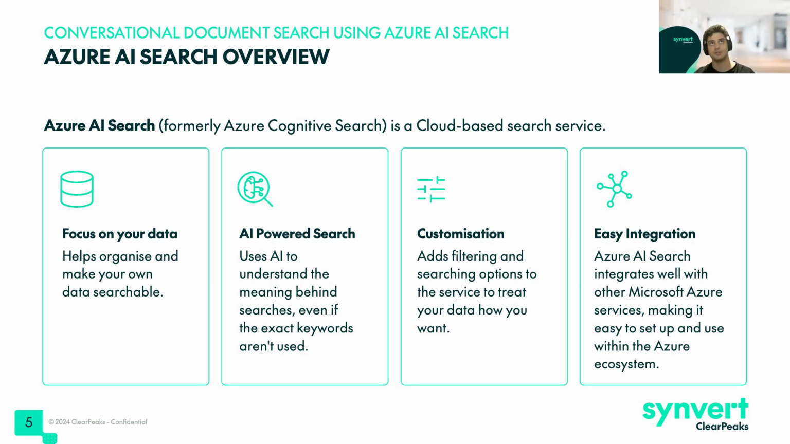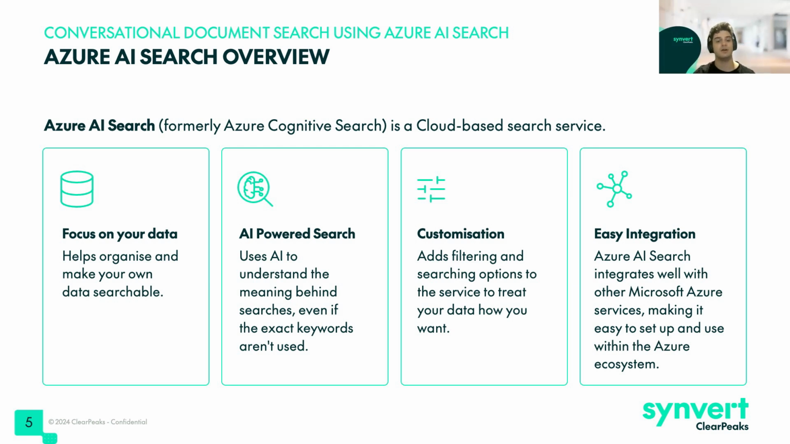Azure AI Search, which is formerly known as Azure Cognitive Search, is a cloud-based search service. The search service is specifically designed for your own data. It helps you organize all the data that you have in order to make it searchable and interactable with the Azure environment. It is also powered by AI, and it leverages AI to understand the meaning behind searches and queries, and also to add some feedback to the queries in order to improve itself.